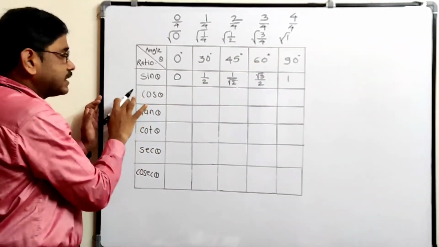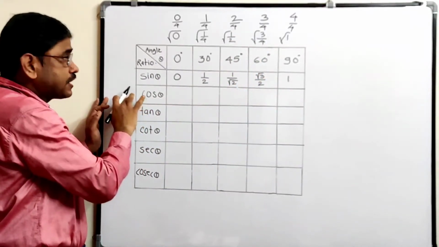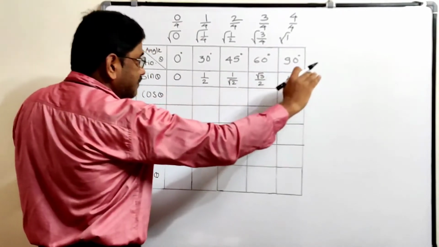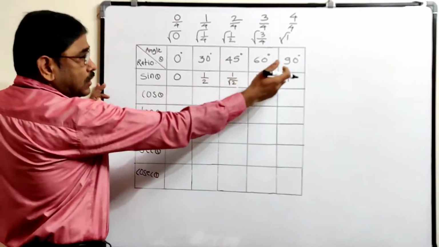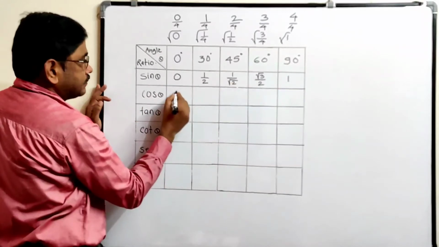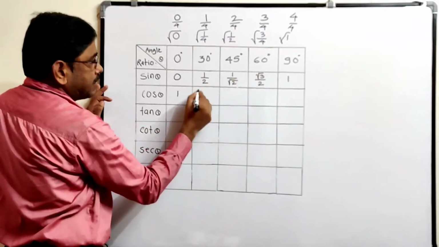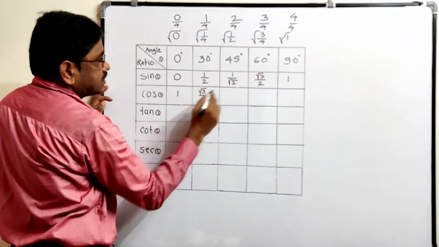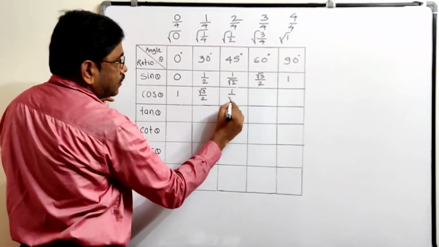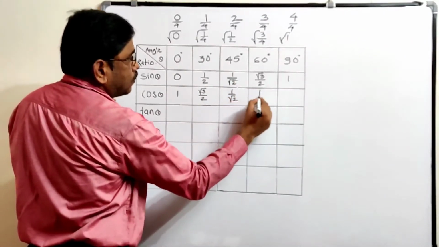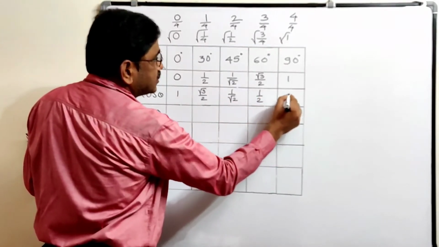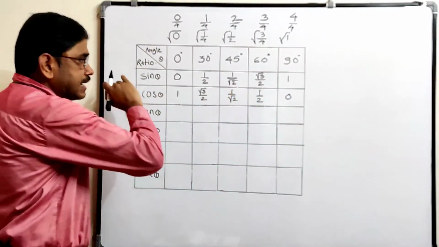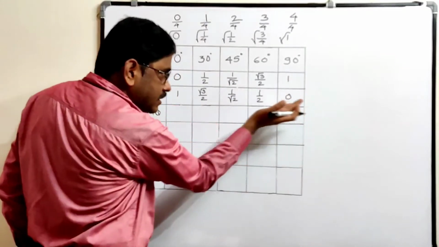Now how will we get the value of cos? This sequence, which is left to right, write it right to left, start writing it in reverse: 1, root 3 by 2, next 1 upon root 2, 1 upon 2 and 0. So we get the cos values. The sine values are like this, so write them in reverse.